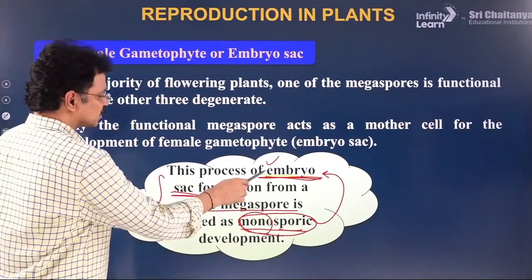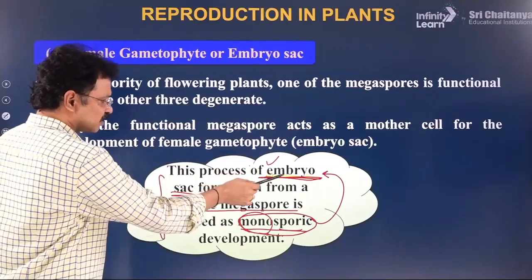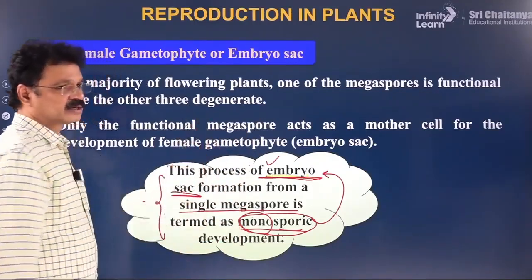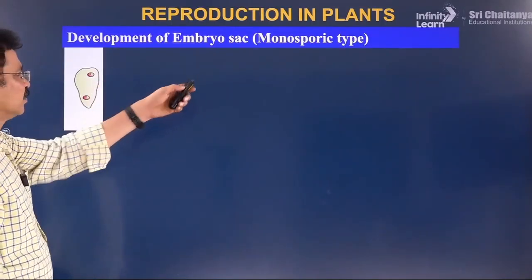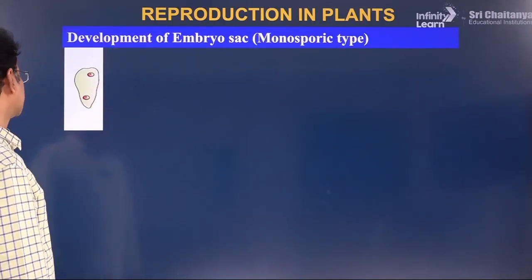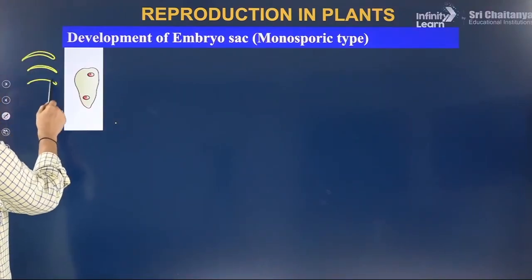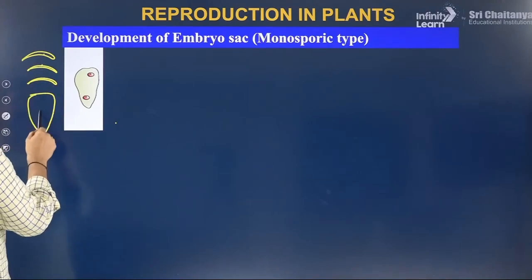Development of the embryo sac is generally monosporic. Assertion, reason. This is a multicellular embryo sac obtained from a single megaspore. Observe here. I will explain the detailed account of embryo sac development or female gametophyte development. One degenerated, second, third degenerated megaspores. It is the functional megaspore.